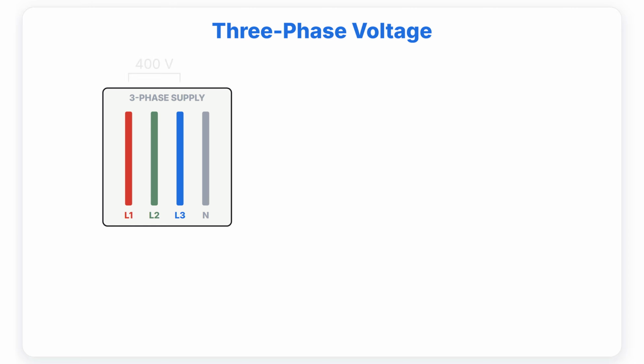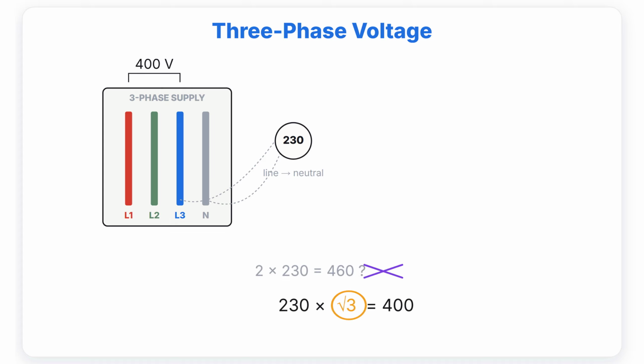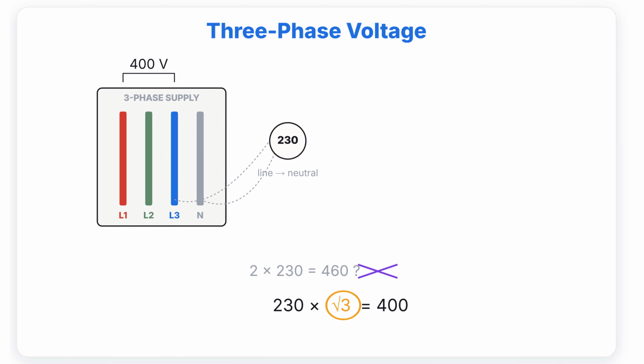Your three-phase panel says 400 volts. But measure from any one wire to neutral, and you only get 230. So why isn't the line voltage just 2 times 230, which would be 460? The gap is a single number, √3, and 230 times √3 is 400. Let's find out where it comes from.